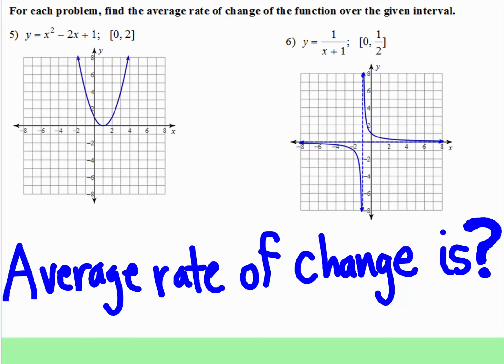Okay, for each problem, find the average rate of change of the function over the given interval. So this is what we mean by that. If you were here and you drew a straight line from here to here, what would that average rate of change be? Notice up until this point right here, this slope is negative, but from here to here, this slope is positive. But there's an average.